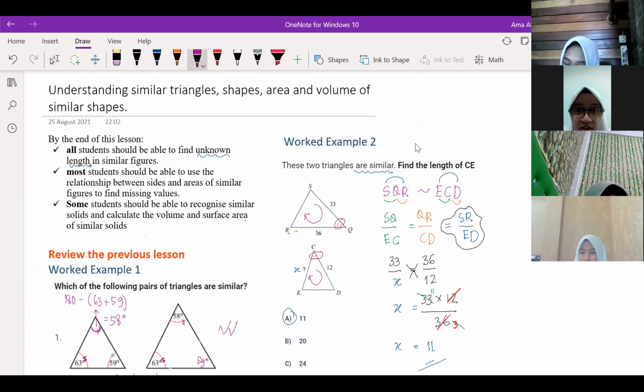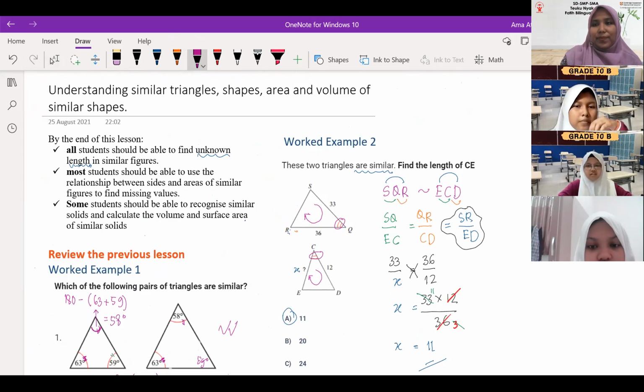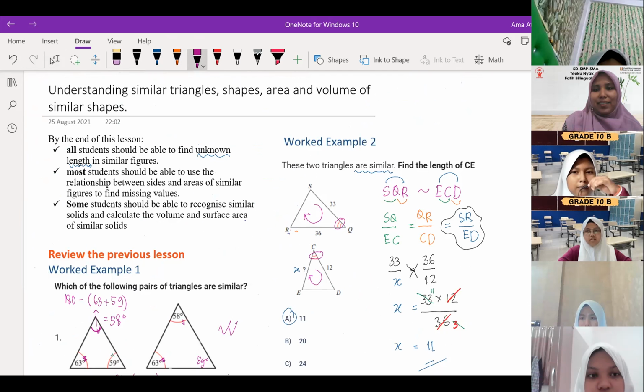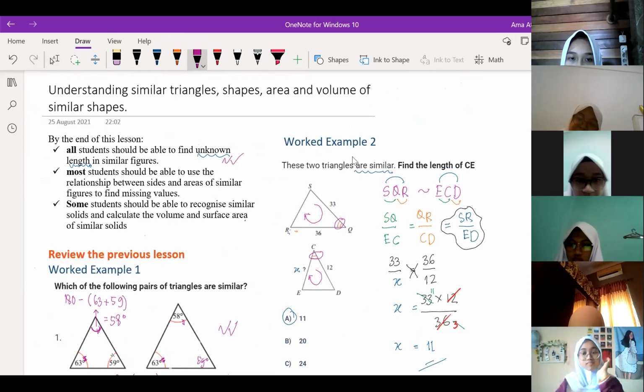Okay, so let's go back to this. By the end of the lesson, all students should be able to find the unknown length in similar figures. Yes or no? Thumbs up. Yes, I can see mostly you are giving thumbs up. All students means all. And then most students should be able to use the relationship between size and the area of similar figures to find the missing value. Yes or no?